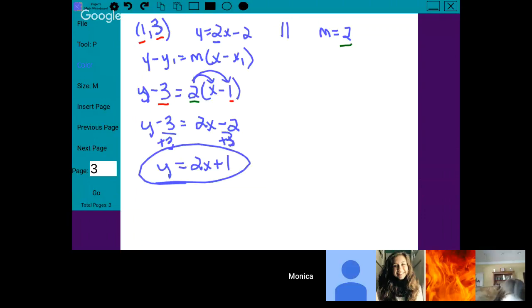Okay, good. Now, you guys, if you had a problem like that and it gave you a point and the equation of a line, and you had to write the equation of a line that was perpendicular to that one, then you would say, okay, my slope on the line is 2. I need to write a perpendicular line, so my slope of that line is going to be negative 1/2, because you're going to flip it and make it opposite, the opposite reciprocal. So then you would follow those same steps, except instead of 2, you would use negative 1/2.